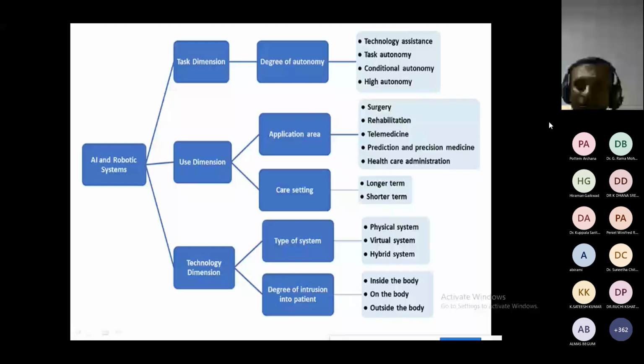Degree of automation and autonomy: the automation levels we are giving are technology assistant, task autonomy, conditional autonomy, and high autonomy. Applications are various. A few are given here: surgery, rehabilitation, telemedicine, prediction. These are the main medical applications in healthcare. Then care setting: longer term, shorter term. Type of system: physical system, virtual system, hybrid system.